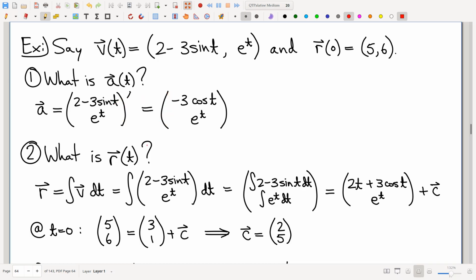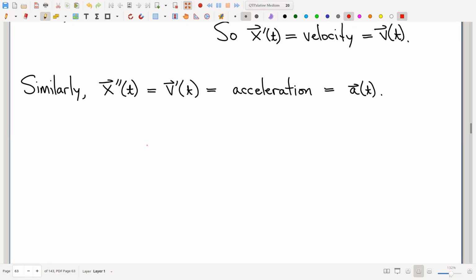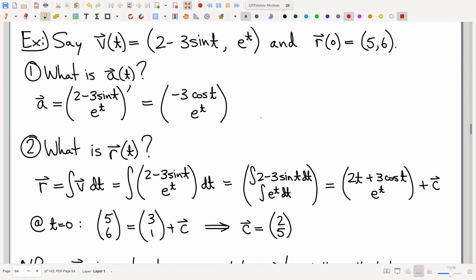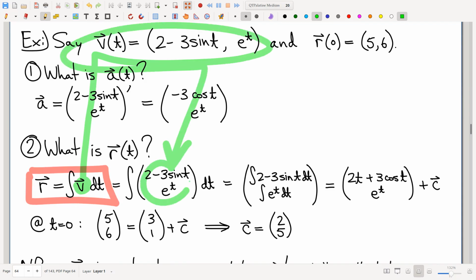Okay. What about position? Okay, well, let's see here. Velocity is the derivative of position. So that means position must be an antiderivative of velocity. And so as we have written here, position is an antiderivative of velocity. Again, we know what the velocity is. The velocity is given to us. We compute antiderivatives, just like we do derivatives, one coordinate at a time. Very convenient. So again, single variable calculus.